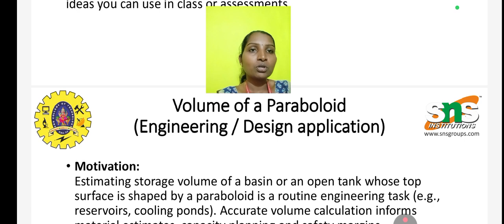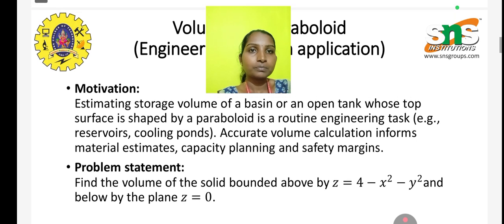Now, moving on to the volume of a paraboloid, the very first problem. The motivation behind the problem is estimating the storage volume of a basin or an open tank whose top surface is shaped by a paraboloid, which is a routine engineering task. Wherever we look at the paraboloid shape, we will have a task regarding this volume.